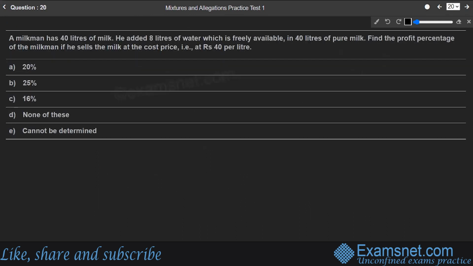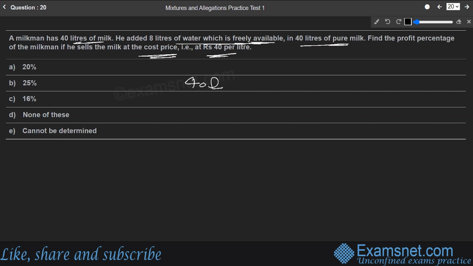Now, a milkman has 40 liters of milk. He added 8 liters of water, which is freely available, to the 40 liters of pure milk. Find the profit percentage of the milkman if he sells the milk at the cost price, that is at rupees 40 per liter only. So we can understand this question easily. There are 40 liters of pure milk available.